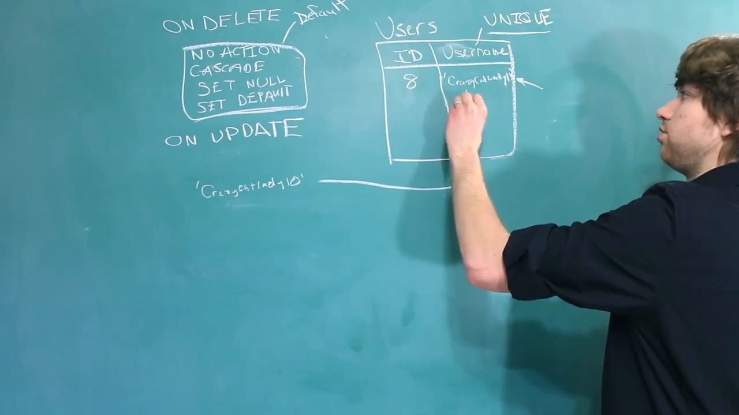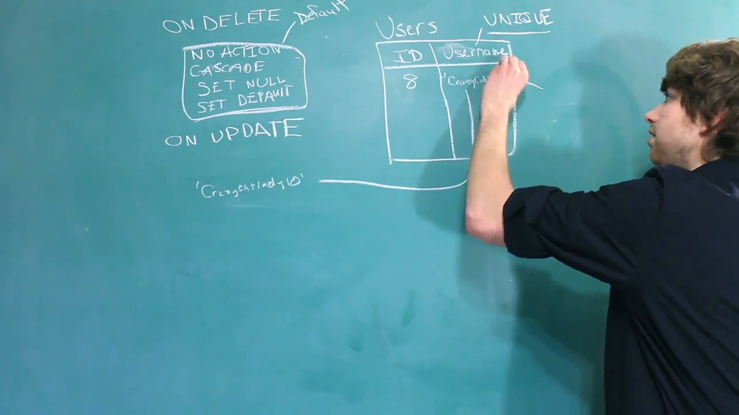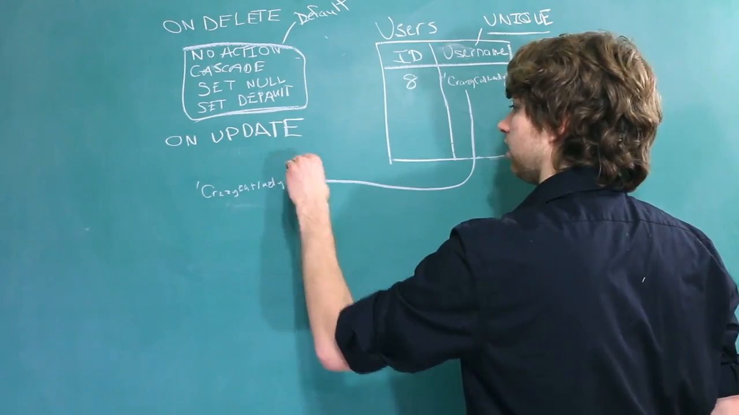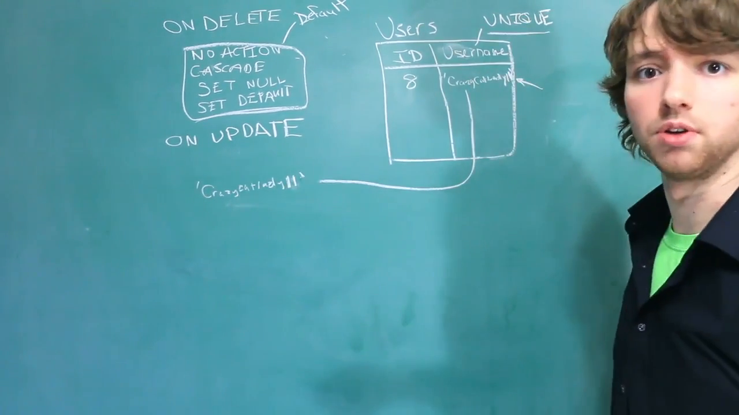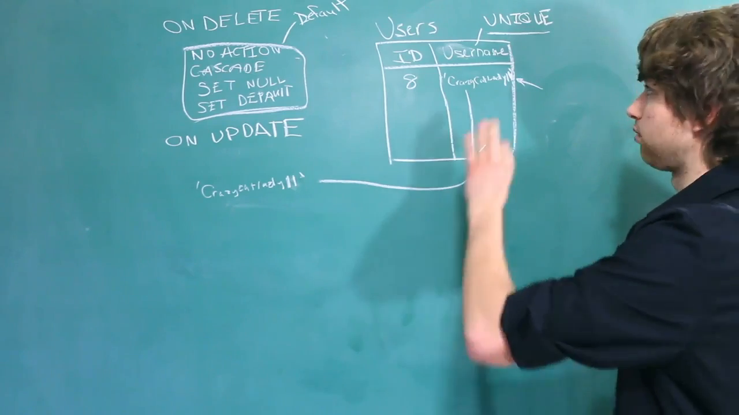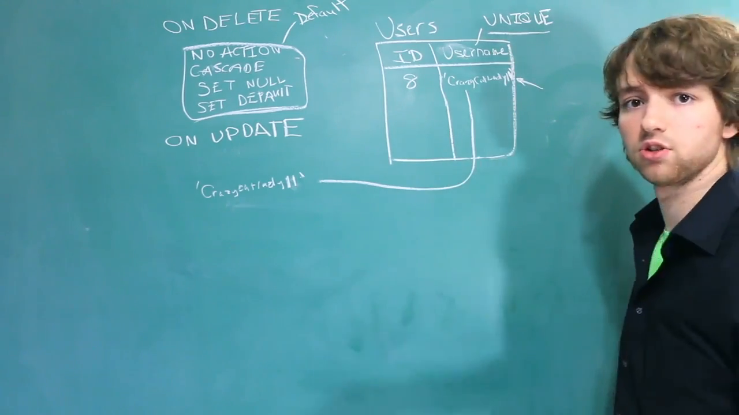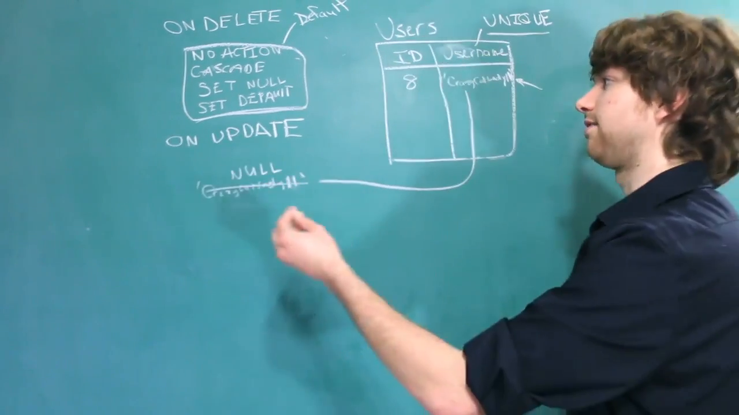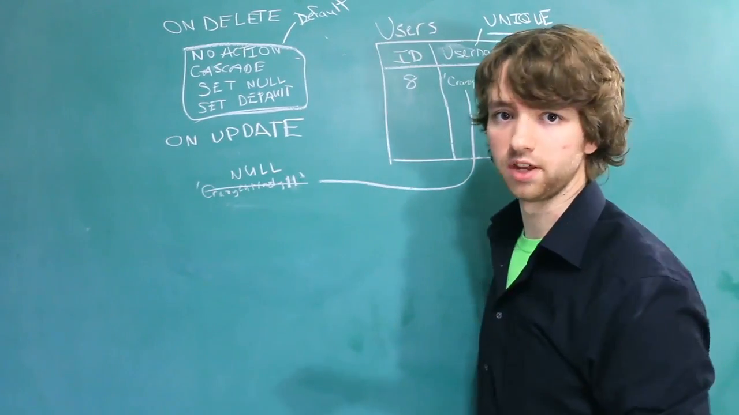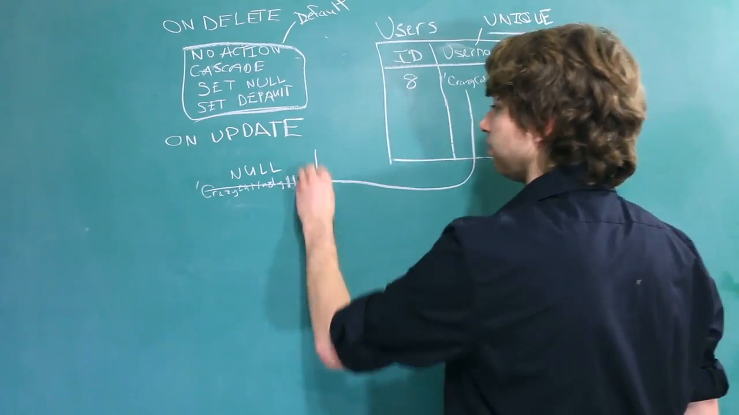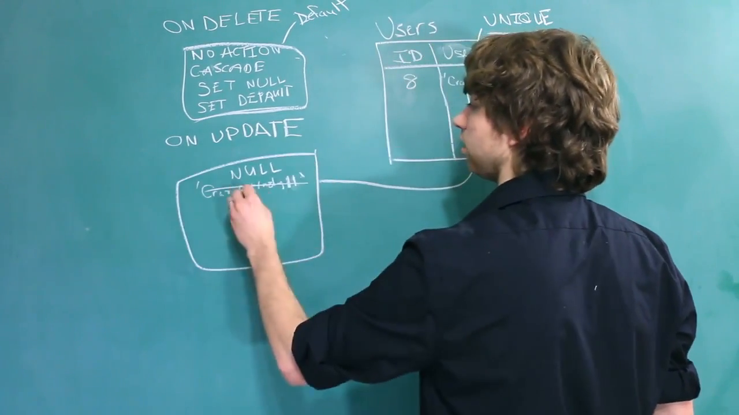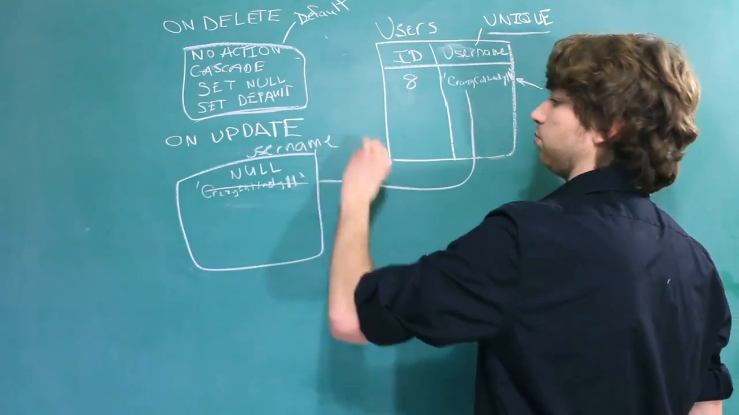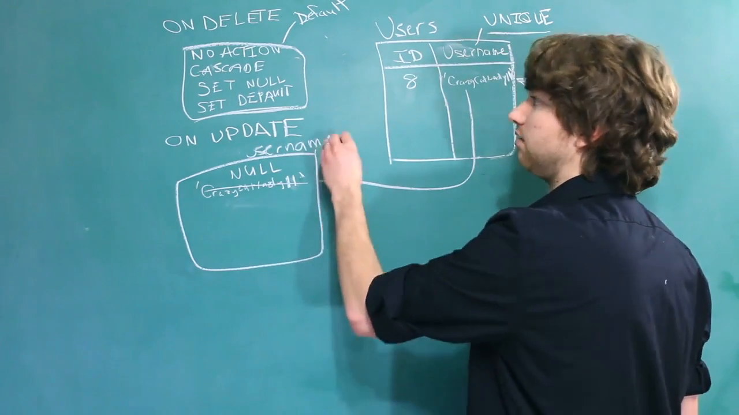So if we changed this to Crazy Cat Lady 11, it would go down over here to the reference and change it as well. That would be more like what YouTube is doing. So that means any comment that references this username would change. Set null would change this username to null. And finally, set default would change it to whatever the default username is. So whatever table this is in, we would have a column, let's say username, and you would give it a default.